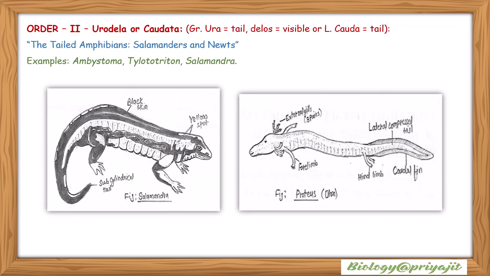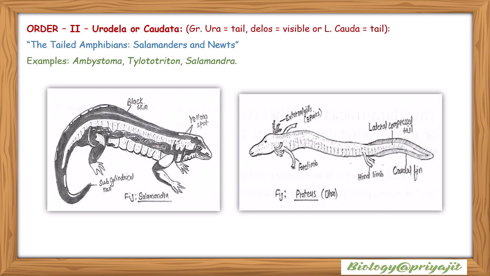Next, order 2, Urodela or Caudata. Uro means tail and delos means visible, or Caudata means tail. The tailed amphibians are called Urodela or Caudata. It includes salamanders and newts. Examples are Ambystoma, Tylototriton, Salamandra, etc. Salamanders are lizard-like amphibians with a distinct head, trunk and tail throughout their life. The tail is usually always present. They have two pairs of small, weak limbs and smooth, moist skin without scales or tympanum.